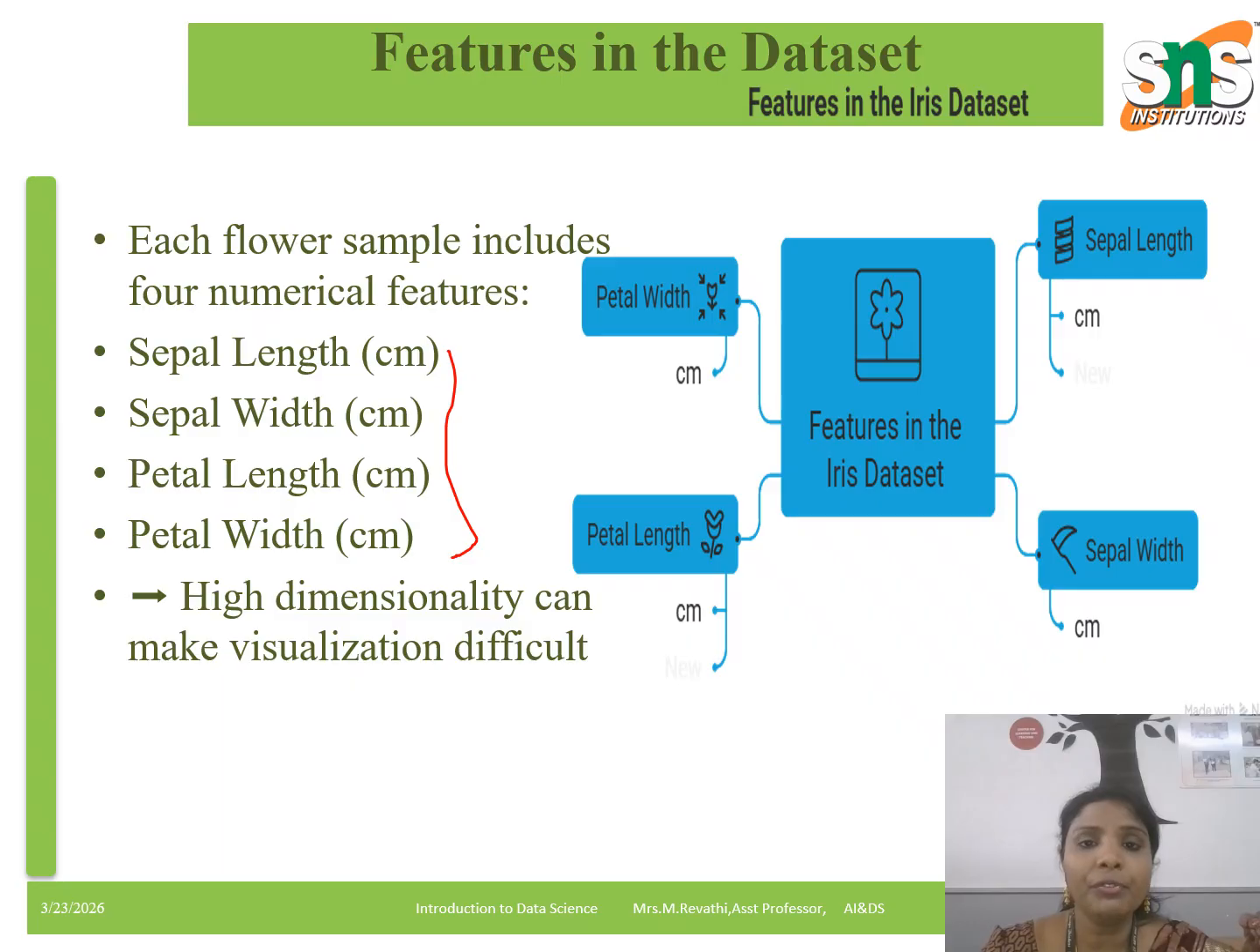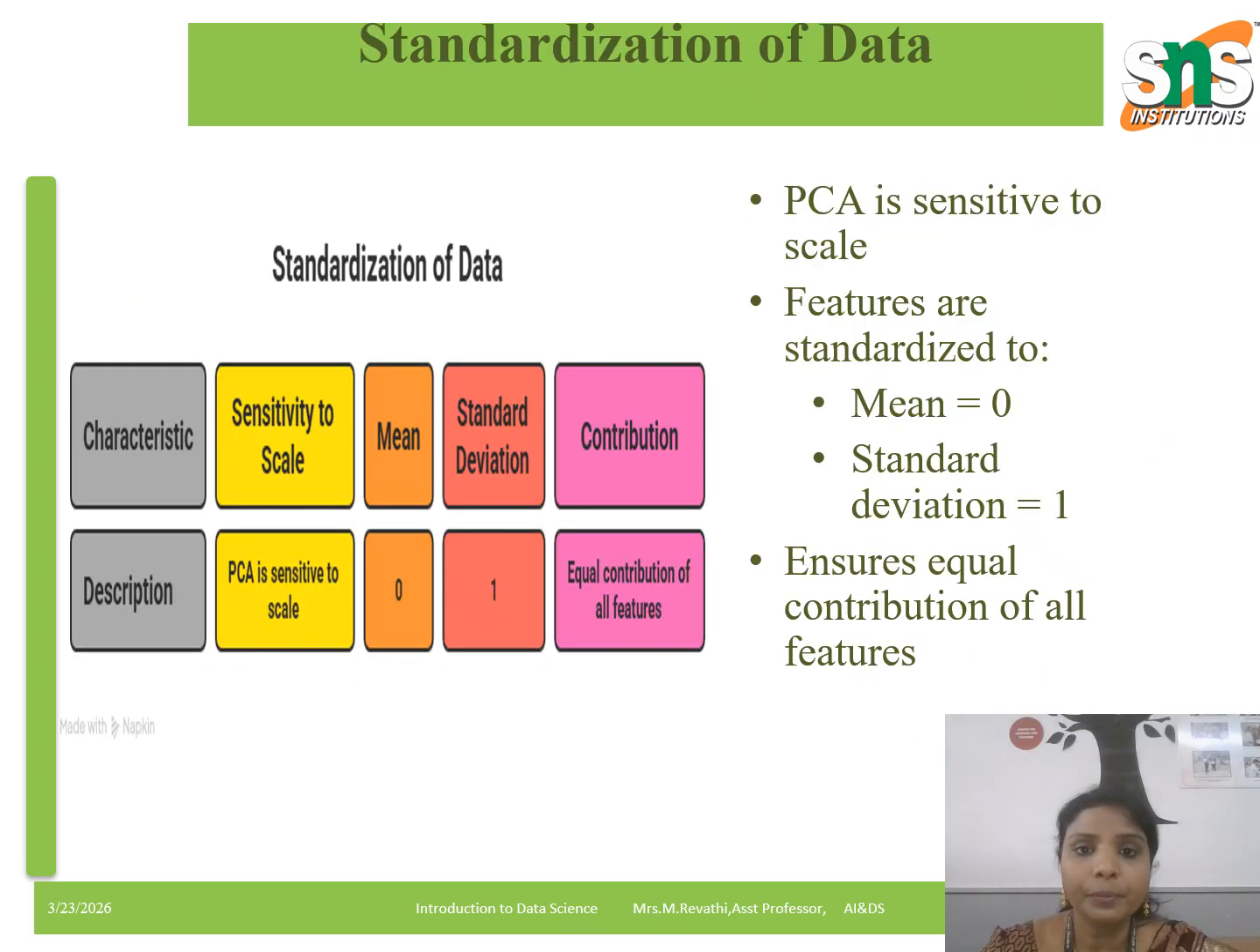But when the number of features increases, it becomes difficult to visualize the data. This problem is called high dimensionality. So the features in the Iris dataset are sepal length, sepal width, petal length, and petal width. These four are used to identify what flower it is.